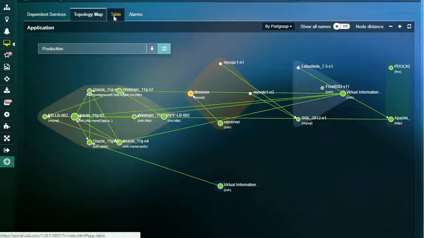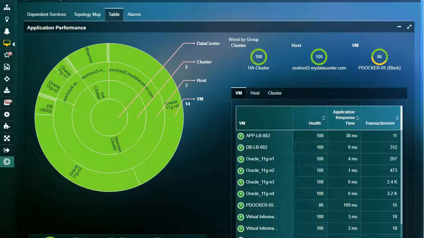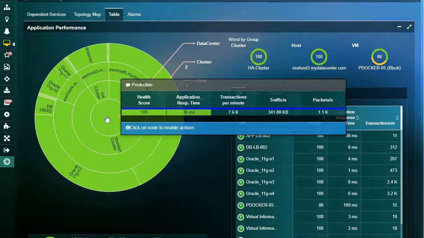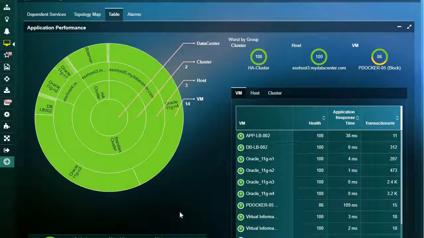I can also look at this via a table, so let's walk through this table. You notice the inner circle here that I'm pointing to, and as I hover over that, it gives me a health score. The health score is 100%. That inner circle points to the health of the data center. The next circle moving out is the cluster, and you notice there's a 2. There are 2 clusters: a standard cluster and an HA cluster. Move out to the next circle, there are 3 hosts and then 14 VMs inside of that being hosted.